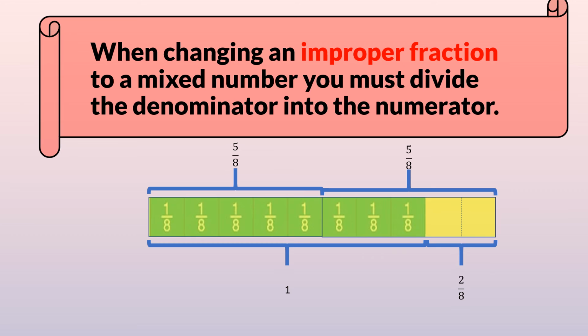Then we subtract 8 from 10, which gives us 2, which is our yellow section, the 2 remainder parts. So now we're going to change it and make it into a mixed number, which is 1 2/8. Our 1 is our whole, showing how many times 8 can go into 10. And then our 2/8 is the remainder. So the mixed number is 1 2/8.